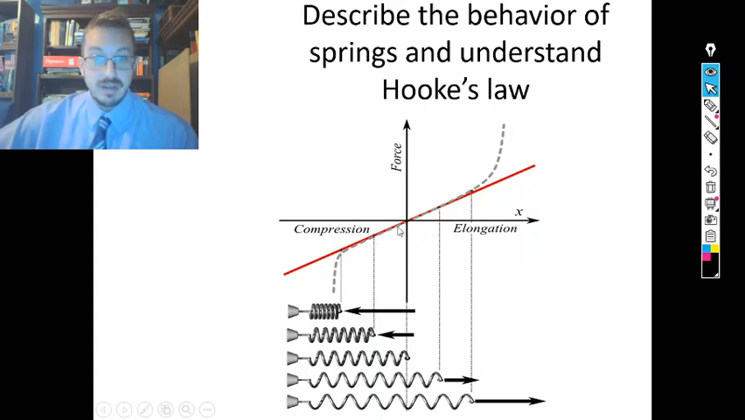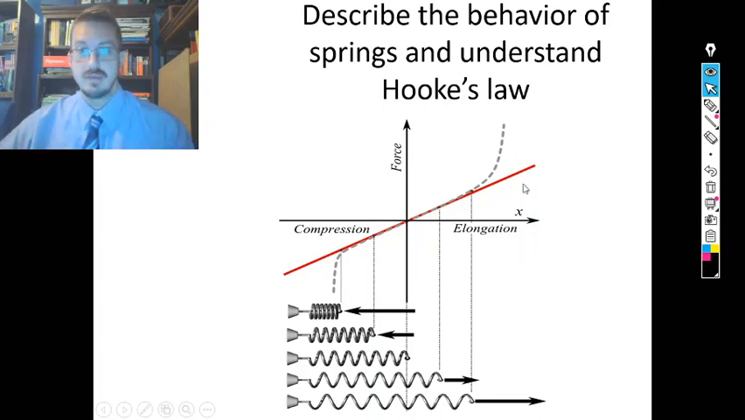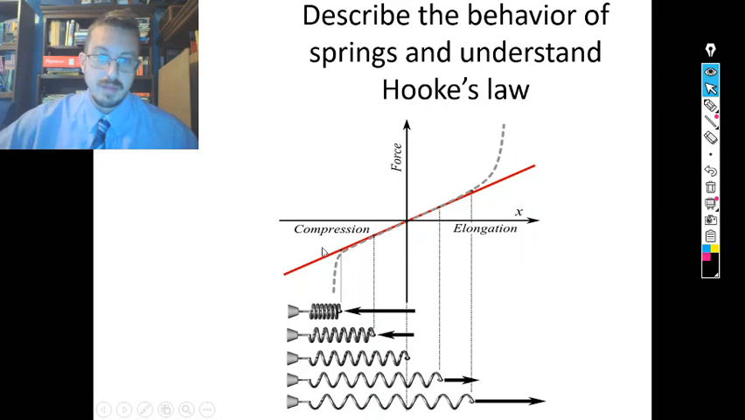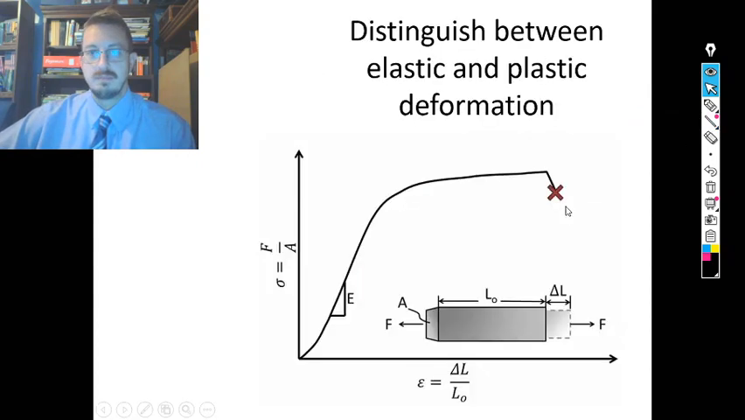Likewise, down here, if we were compressing, so elongation would be to the right of this, right, we're applying force, but if we applied a negative force, right, then we'd be pushing it, and the spring would compress. So there are points where the springs will no longer obey Hooke's law.